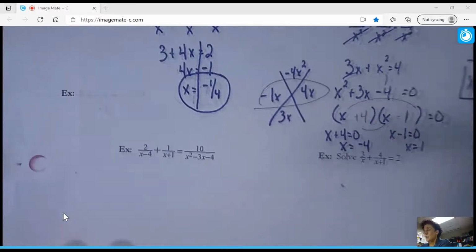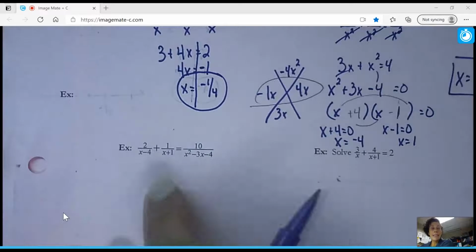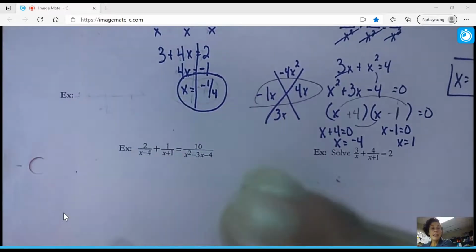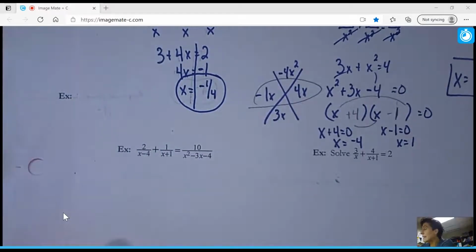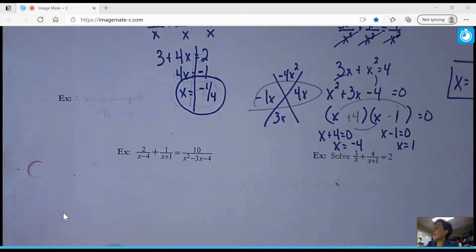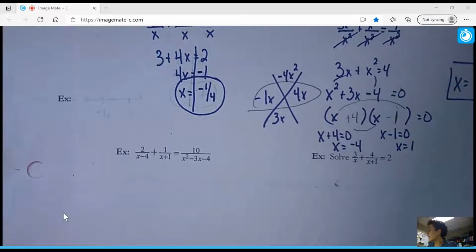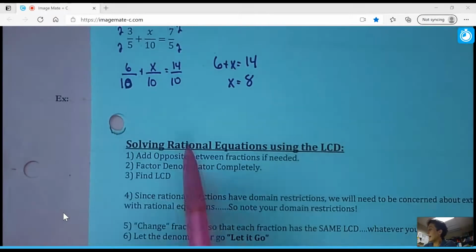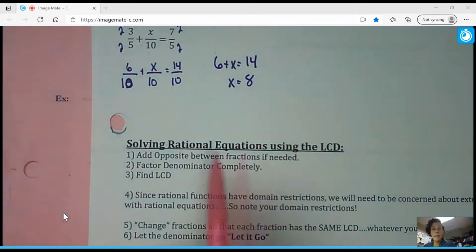So let's take a look at this one. So again, what we're going to have to do is get a common denominator, just like we did in adding and subtracting. And this time it might be a little tougher to see the denominator. So going back to those rules that we saw before, and on your purple cheat sheet it'll be really similar. What we're going to do is add the opposite between the fractions if it's needed, and then we're going to factor our denominators completely.